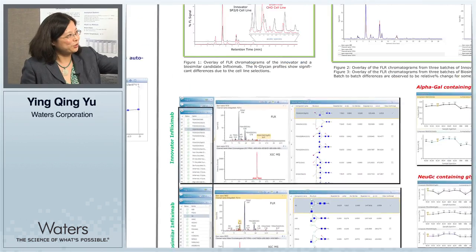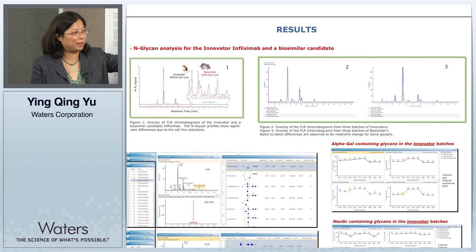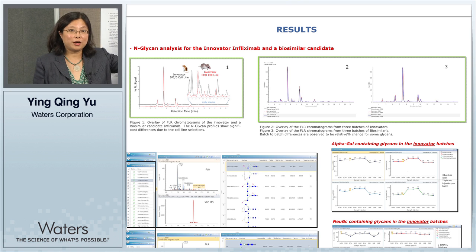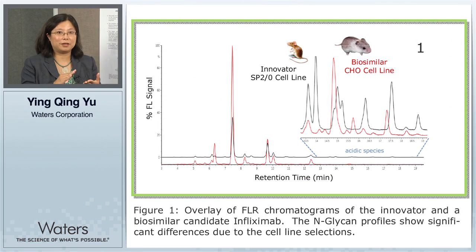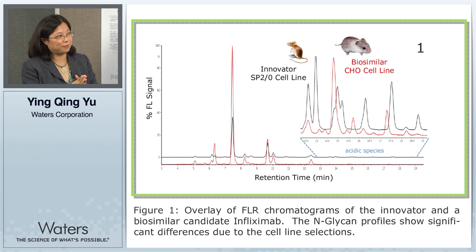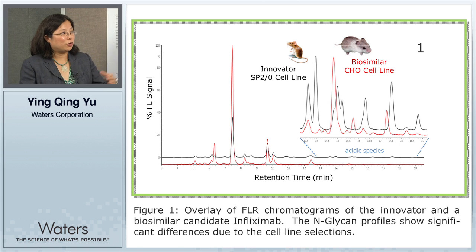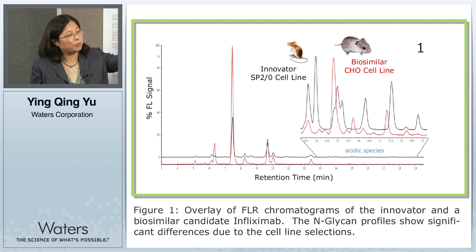Here is the more interesting part, the results from this study. On the top, on the far right panel, there are 3 figures. Figure 1 shows the difference in glycan profile between the Infliximab innovator and the biosimilar. Now we see quite a bit of difference, because the 2 were expressed under very different conditions. The Infliximab innovator was expressed in murine cells, and the biosimilar version was expressed in CHO cells. So the major glycans show some similarities, but the later eluting glycans are very, very different.